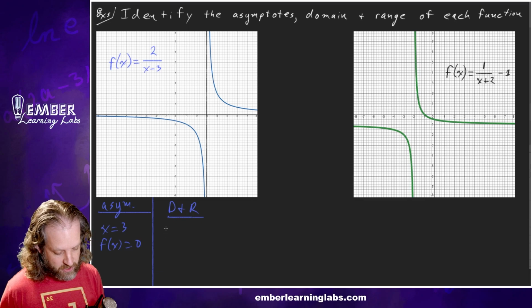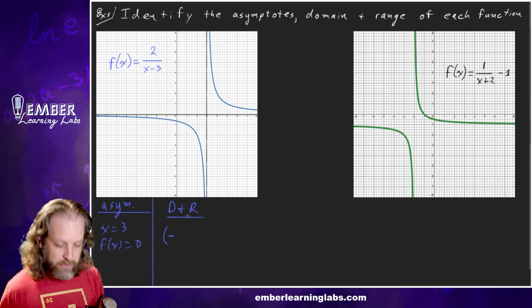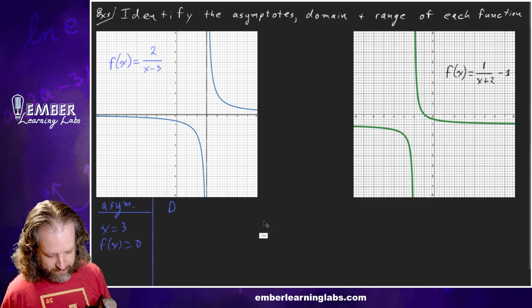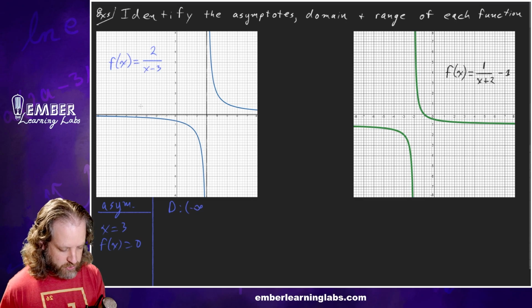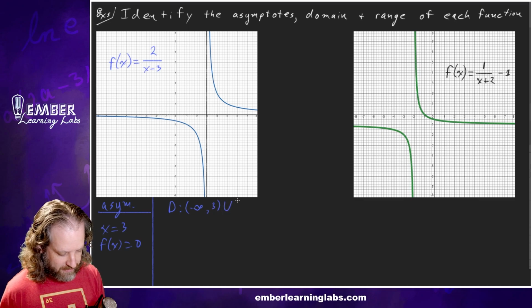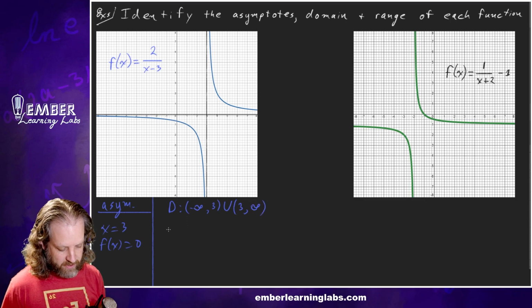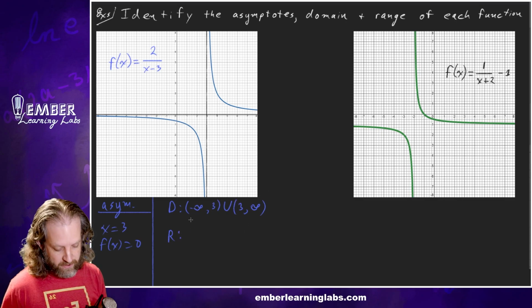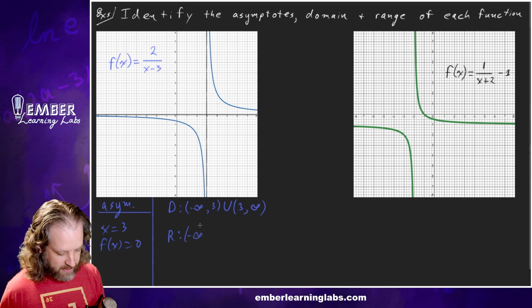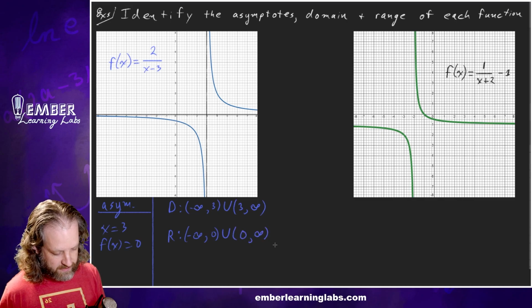The domain and range would be from negative... Oh, they're not actually the same. Just kidding. That's a lie. The domain is from negative infinity all the way to 3, not including 3, union 3 to positive infinity. Now, what about the range? The range is just like the parent function: negative infinity up to 0, union 0 to positive infinity.